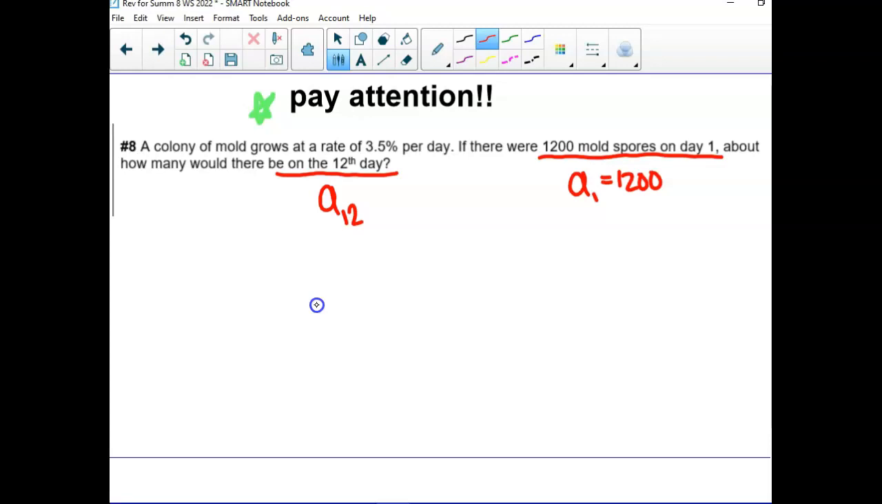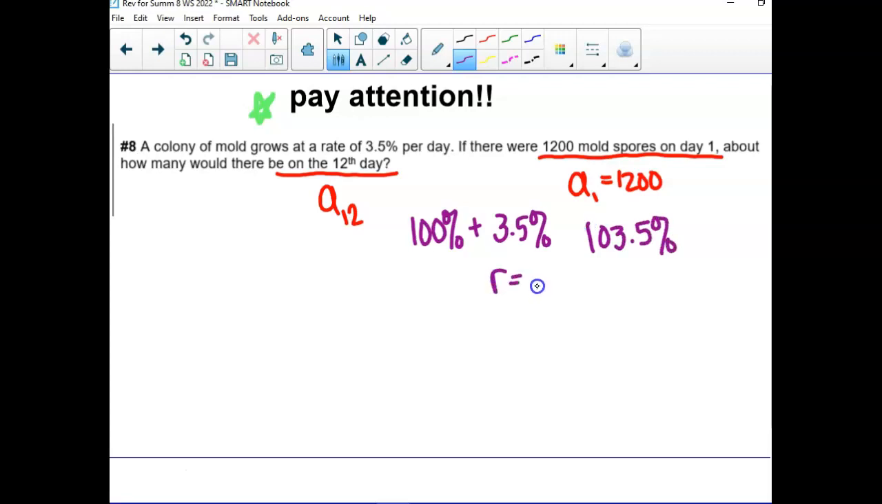Guys, this is not a sum question, okay? Because the sum is already in the fact that we're going to use 100 and some percent. So this is growing exponentially, so we don't need to know how many there were each separate day. We just want to find the 12th day. I know that's confusing, but 100% plus 3.5% is 103.5%, which makes our R value what? 1.035.